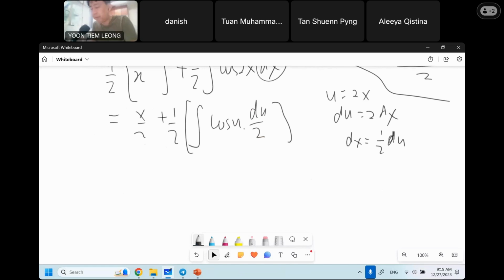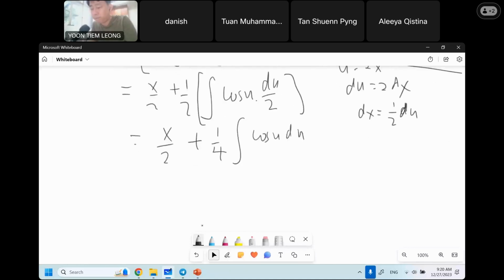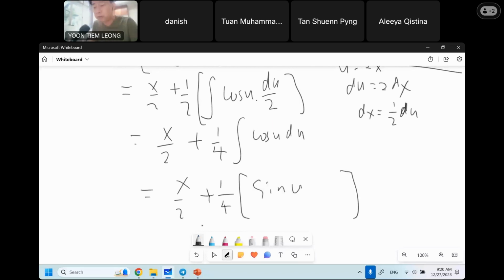Once I have done that, I'll proceed with my calculations. Then I'll get a factor of half from du, combined with the outside factor, giving a factor of 1/4. Then I have the integration of cos u du, and that is almost there. We have then 1/4, and the indefinite integration of cos of u is sine of u, without any minus sign, with a constant c. So sine u plus c is the antiderivative of cos of u.